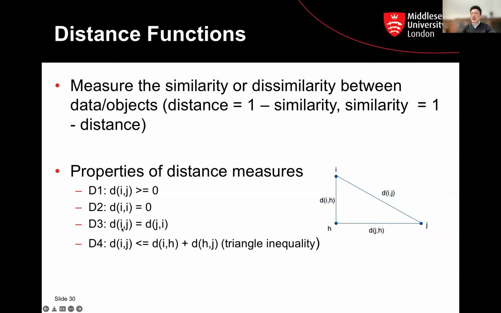And then the distance between I and J is equal to the distance between J and I. That's not always the case, but in this distance, the distance from I to J is the same as from J to I. And finally, the distance between I and J is less than the two added together, so it's less than I to H and H to J added up together. All of these hold true in what we call the Euclidean distance.